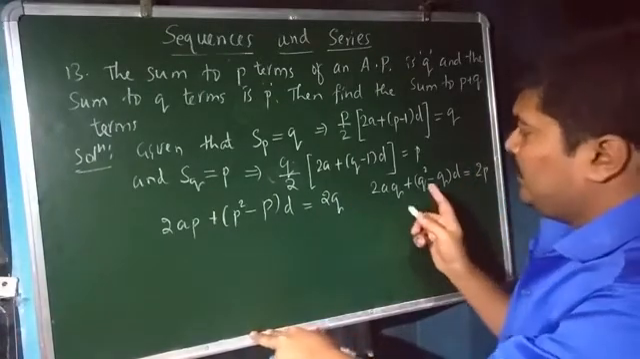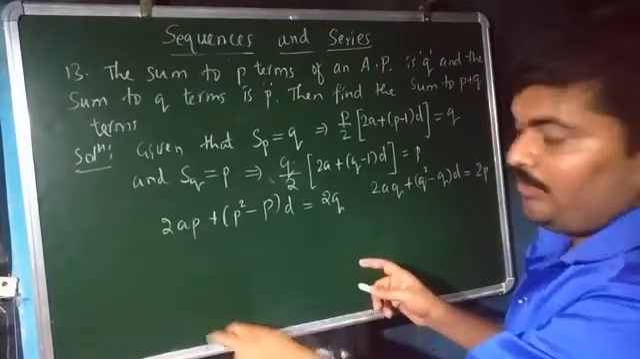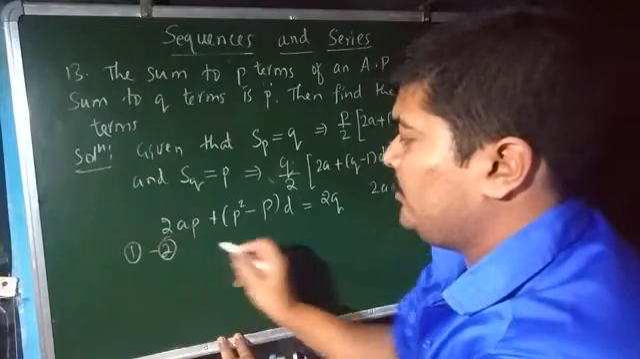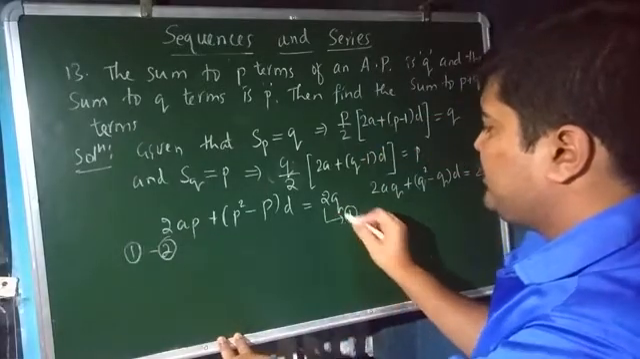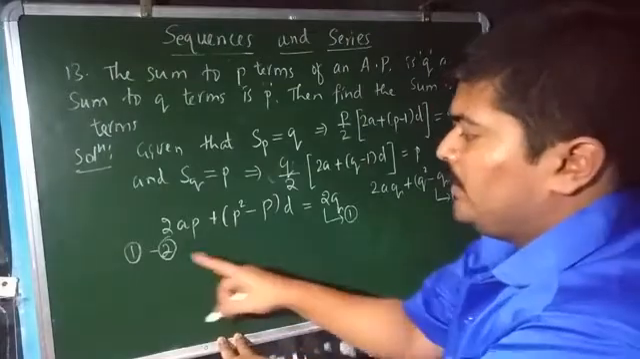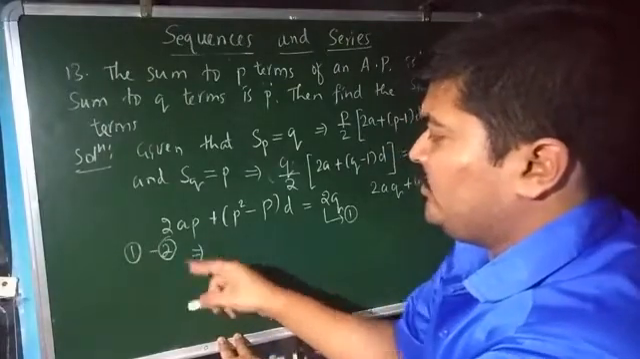Now you can simplify these two equations. Here I will consider equation 1 minus equation 2, where I will call this equation as equation number 1 and this equation as equation number 2. Now equation number 1 minus 2 implies what?